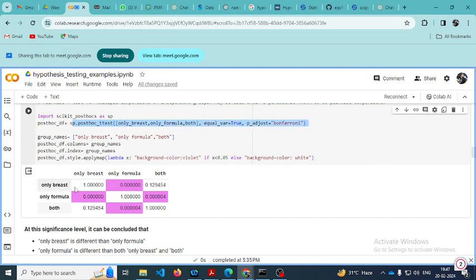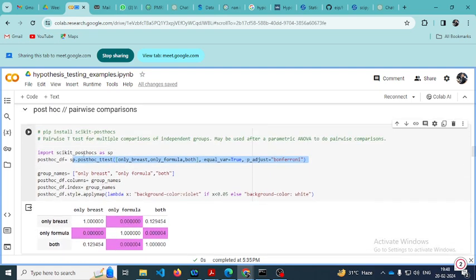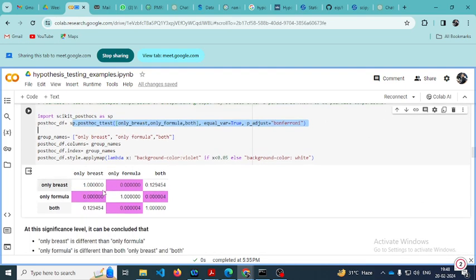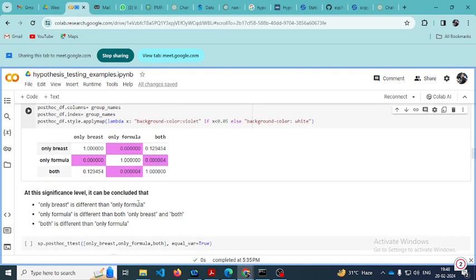It is comparing two groups of data at a time, and then it will print the three different groups of data with the comparison values. Those groups and index values will be printed like this. Based on this function's results at the significance level, we are doing some further analysis. At this significance level, we are going to conclude that only breast is different than only formula.